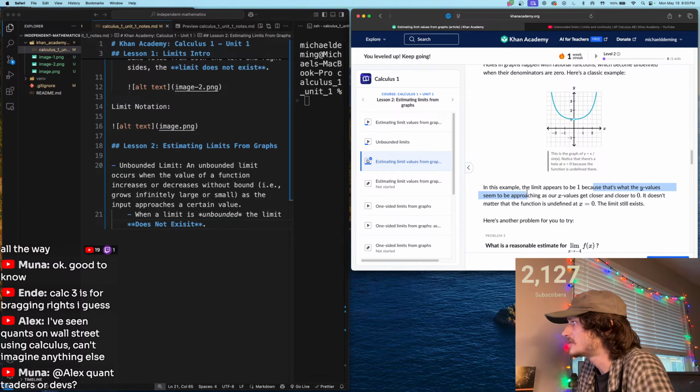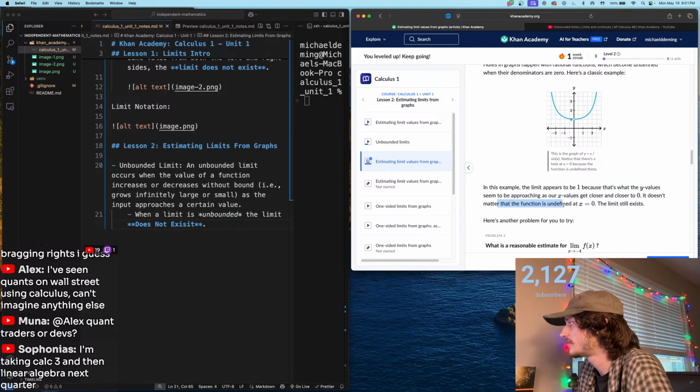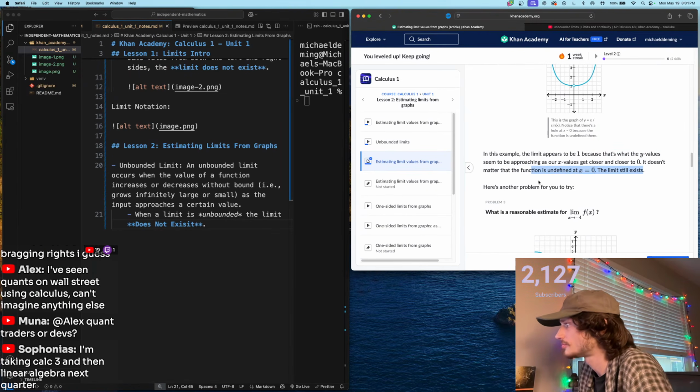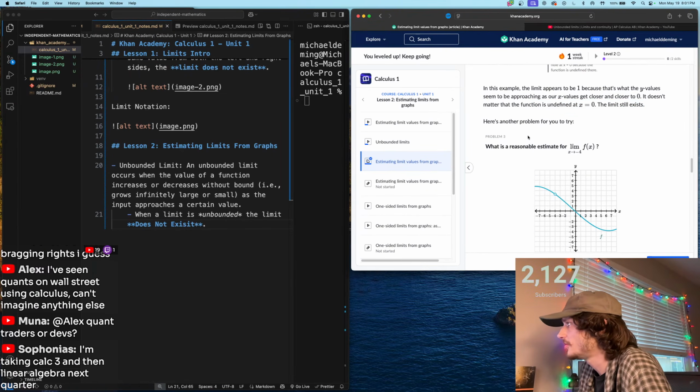Because that's what the y value seems to be approaching as our x values get closer and closer to 0. It doesn't matter that the function is undefined at 0. The limit still exists at that value. Here's another problem for you to try.